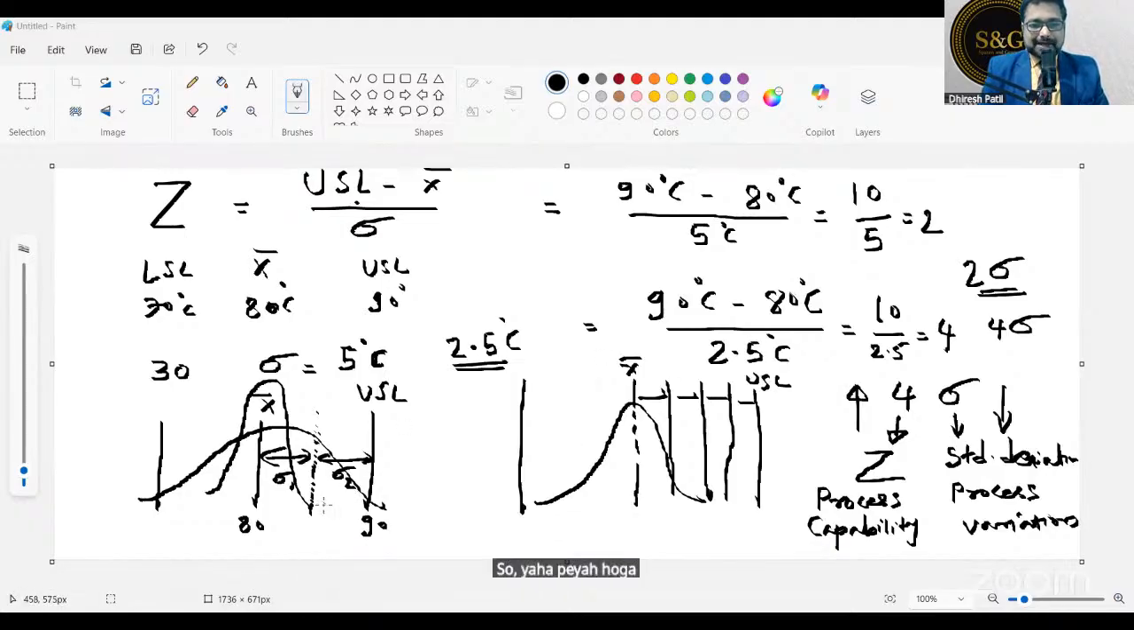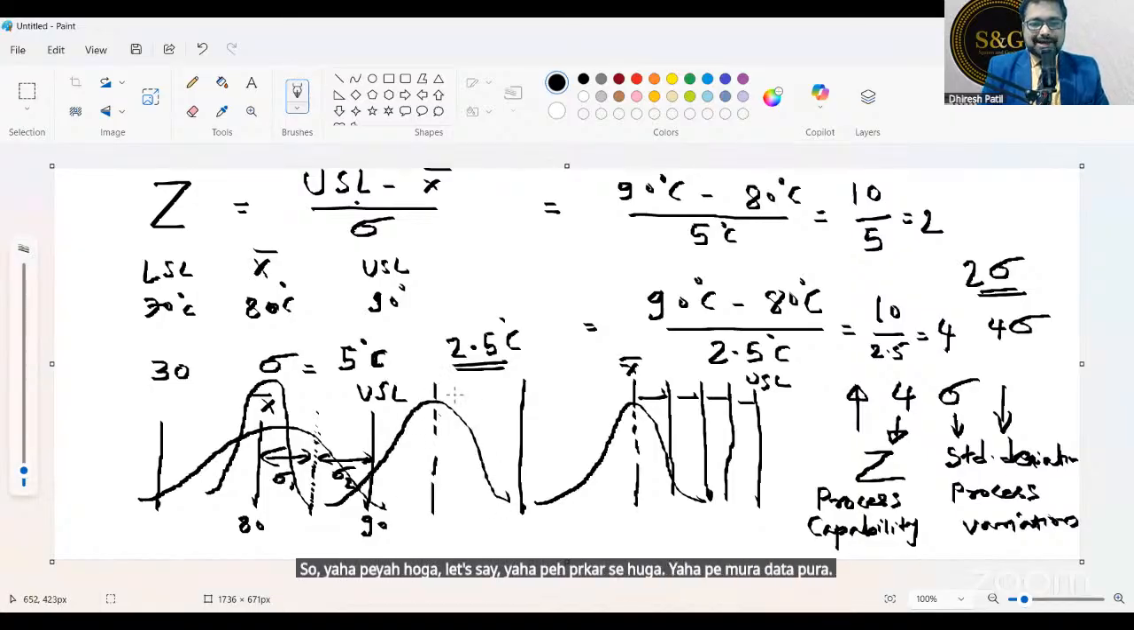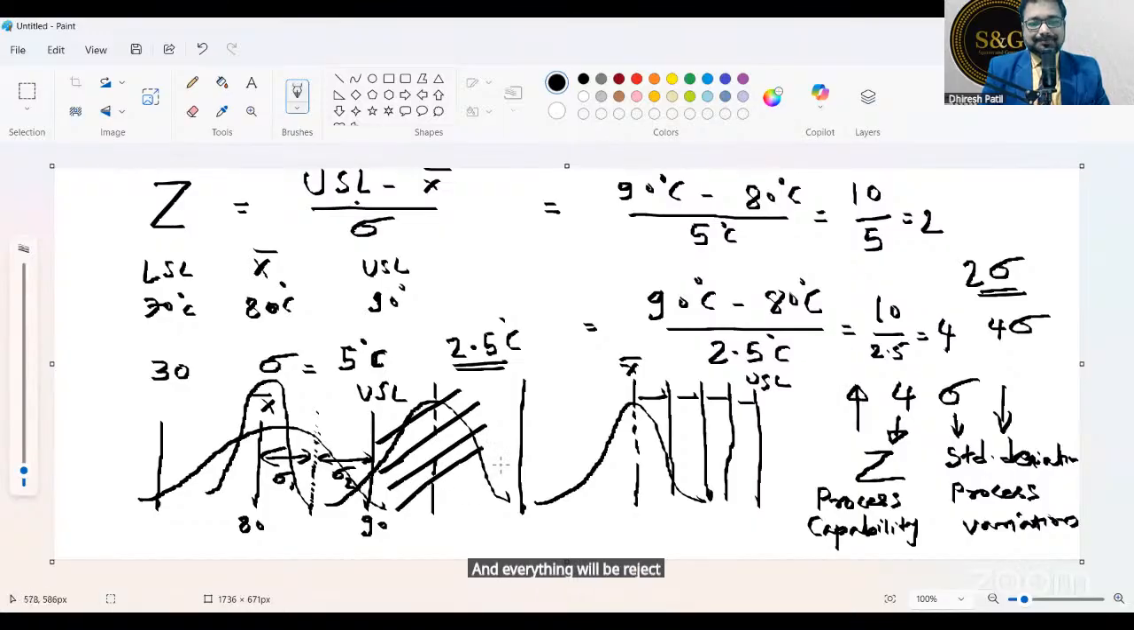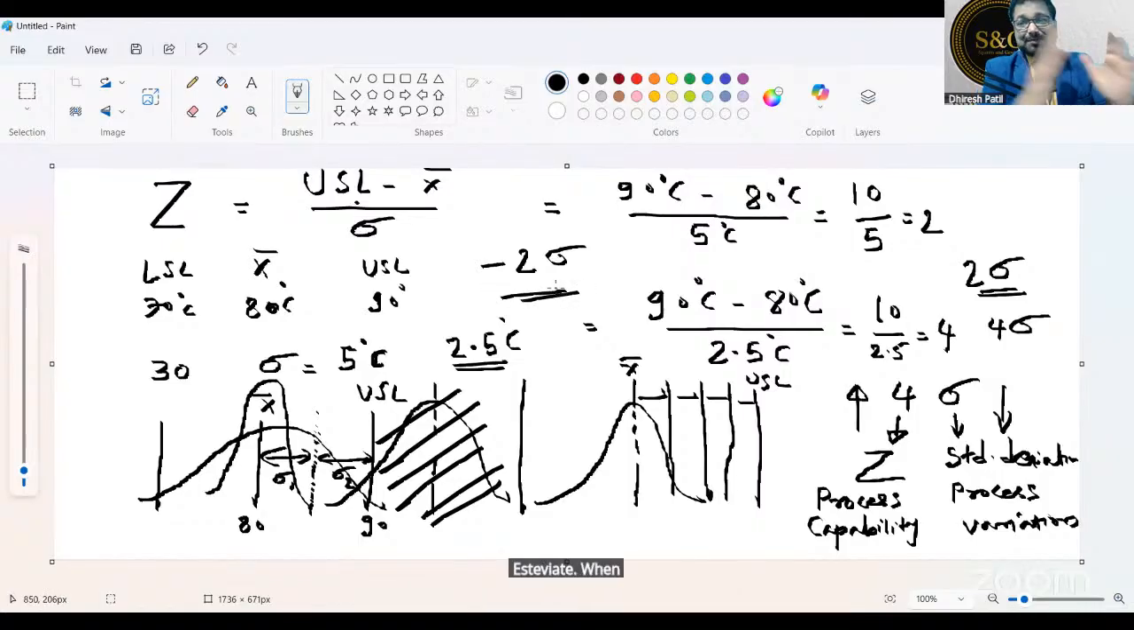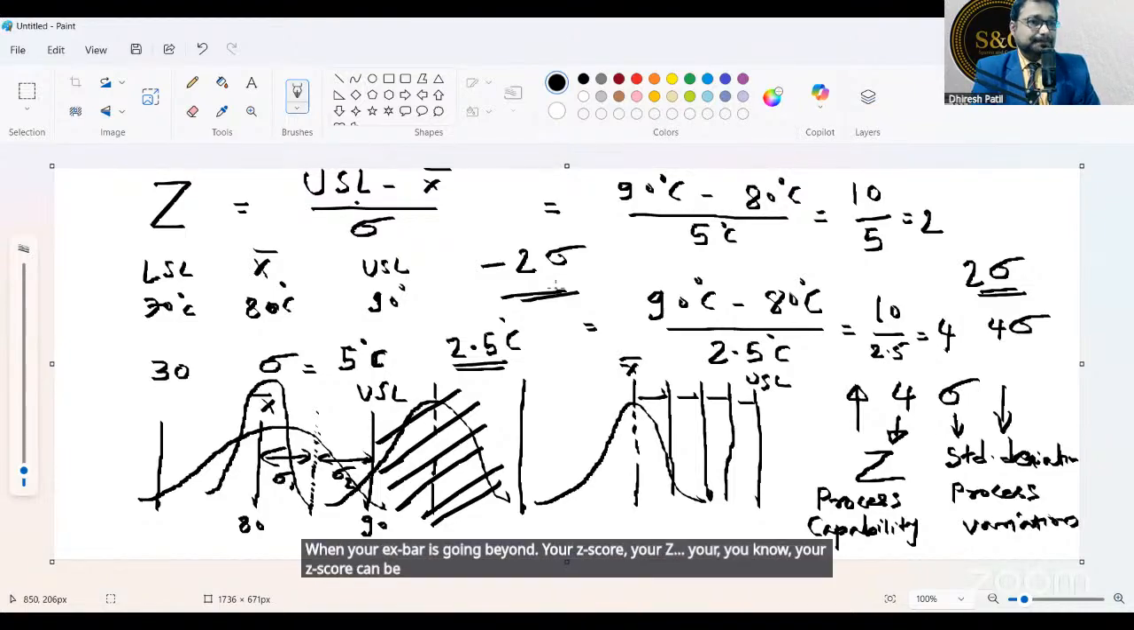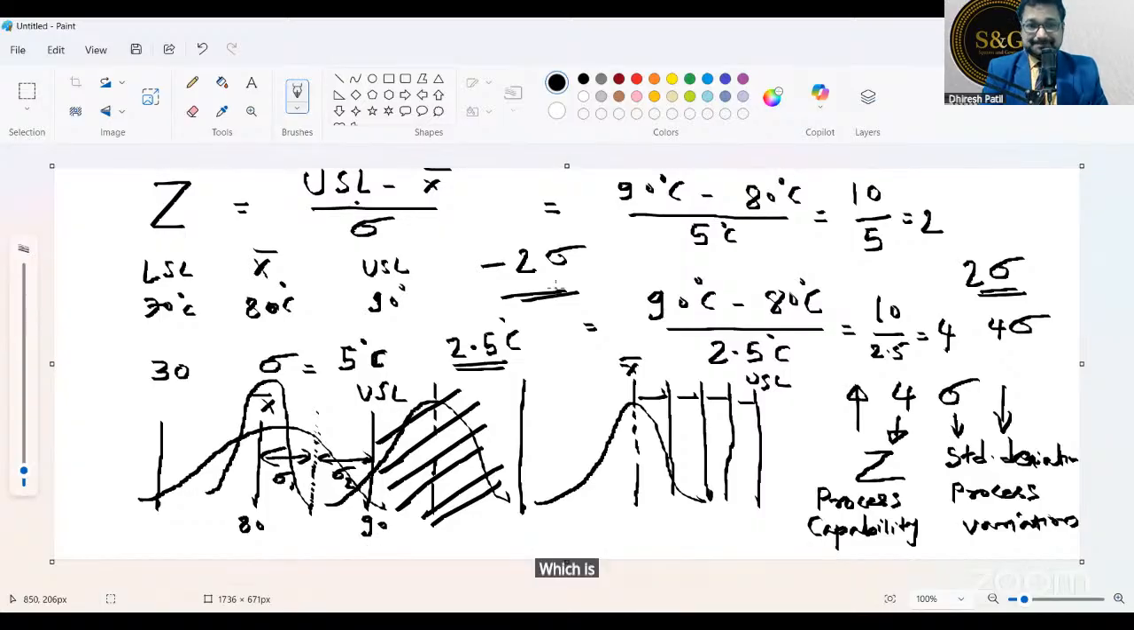Let's say यहां पे इस प्रकार से होगा. यहां पे पूरा डेटा यहां पे होगा, and everything will be rejection. ये सभी रिजेक्शन हो जाएगा. Okay. In that case, your Z value can be negative, it can be negative 2 sigma. ऐसे भी होता है. When your x bar is going beyond the specification, your z score can be negative as well, which is a very poor process. Clear? It can go either side.